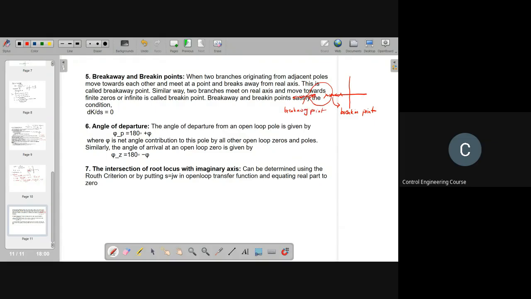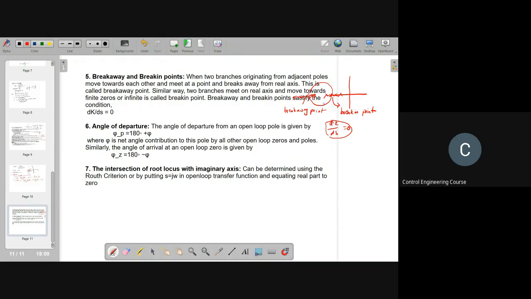So how do you find this break-in and breakaway point? Actually at this point, the root locus satisfies dk by ds equal to 0. So by finding this and solving, you will get at what value of s the breakaway point will exist. I will give you an example for this also.